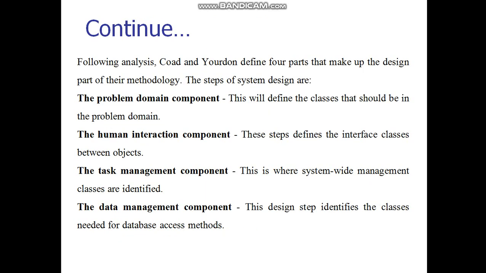There are 4 parts of their system design. First one is the problem domain component. This defines the classes that should be in a problem domain. Human interaction component. This step defines the interface of the classes and represents the interaction between classes and a particular object present in this scenario. Task management component. In this component, system management classes are identified. Outside classes are identified with the help of this task management.